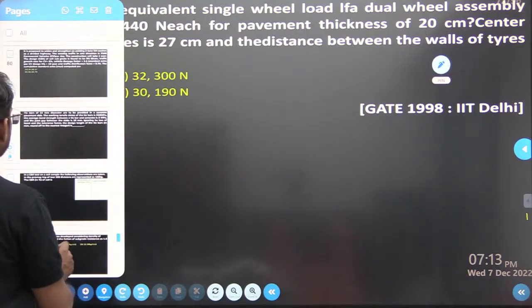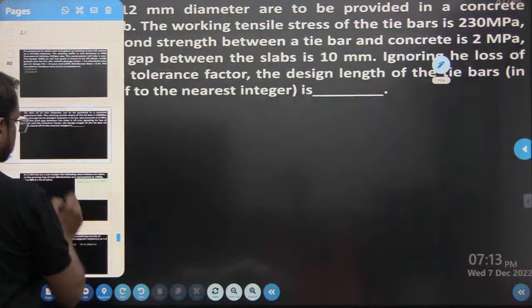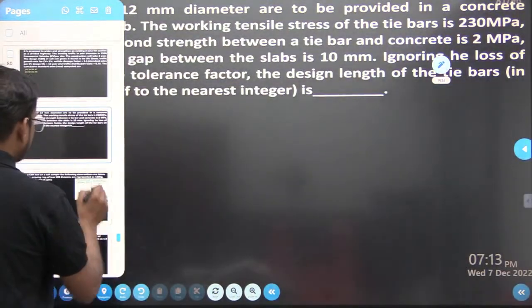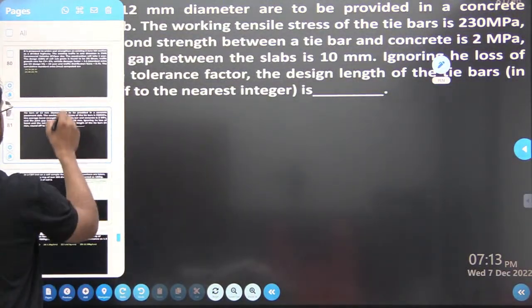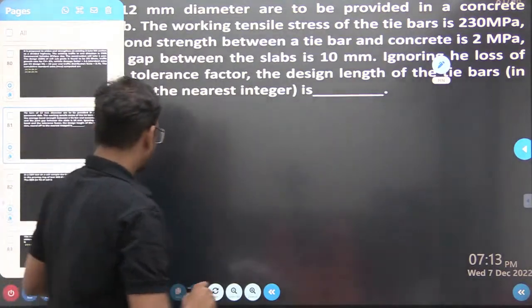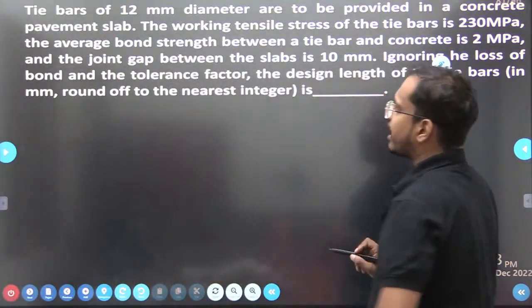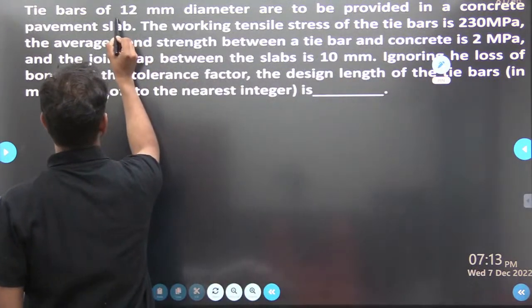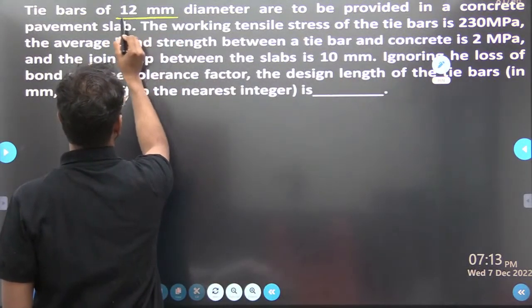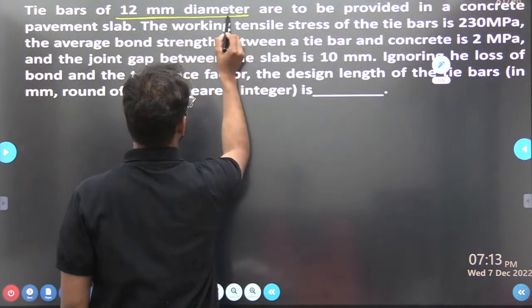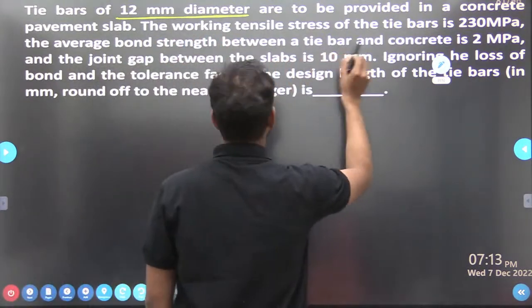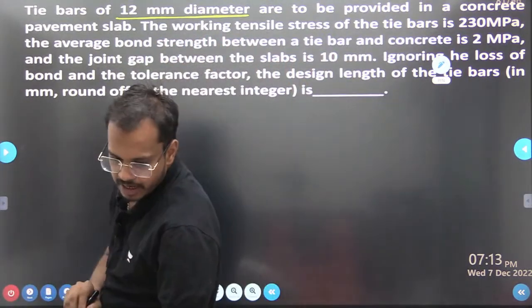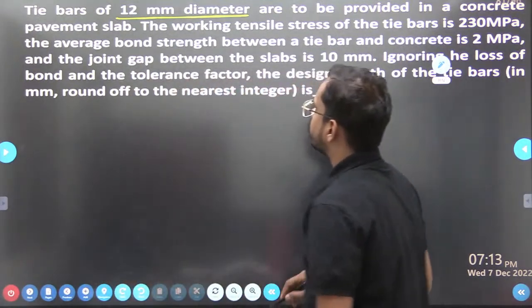Now the main question is like this. The question is: the tie bar of 12 mm diameter. Am I right? Diameter of tie bar is already given in the question. The diameter of tie bar is 12 mm. Tie bars are to be provided in a cement concrete slab.